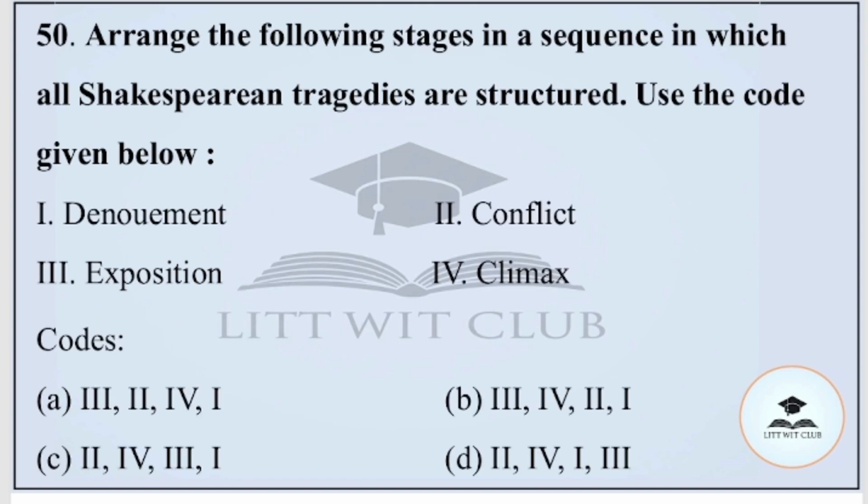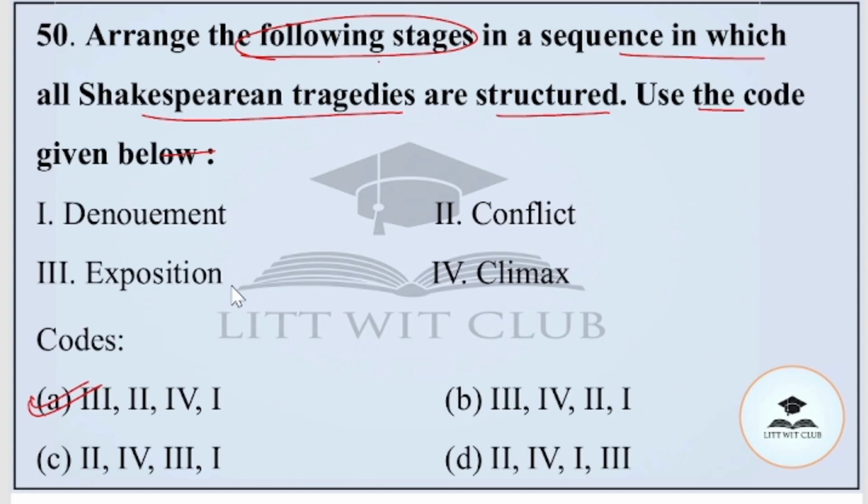Question number 50, and the last question for today's video. We have to arrange the following stages in the sequence in which all Shakespearean tragedies are structured. Use the code given below. And the correct option is option number A. That is, exposition is in the first position. After that, conflict, then climax, and then denouement.